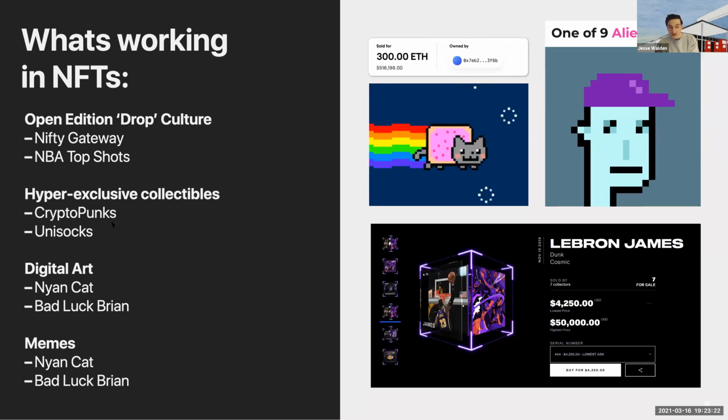And there's also digital art. Sorry, the bullets here are repetitious, but I meant to change that. Digital art and memes are selling, and these tend to be one-of-one works. So Nyan Cat over here on the right sold for close to $600,000 in ETH on Foundation. Bad Luck Brian and other popular memes are selling. So it's now possible to own a piece of internet history, and NFTs are the way to do it.